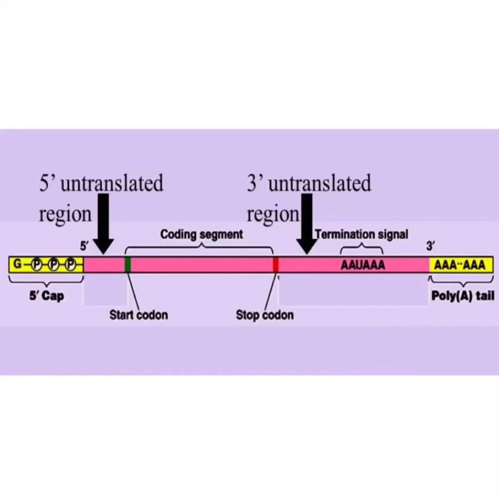Here you can see the 5' to 3' messenger RNA with a 5' cap followed by a 5' untranslated region before the start codon. And there is a coding segment between the start codon and the stop codon. And after the stop codon, there is a 3' untranslated region followed by the poly A tail.